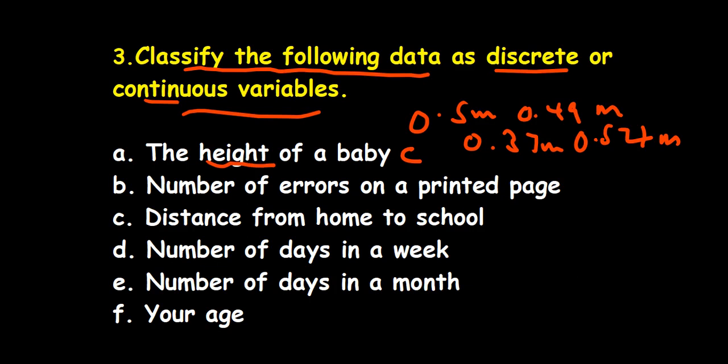And then B, they're saying number of errors on a printed page. So if I have this page here that is printed, maybe I can write something there, write something there.